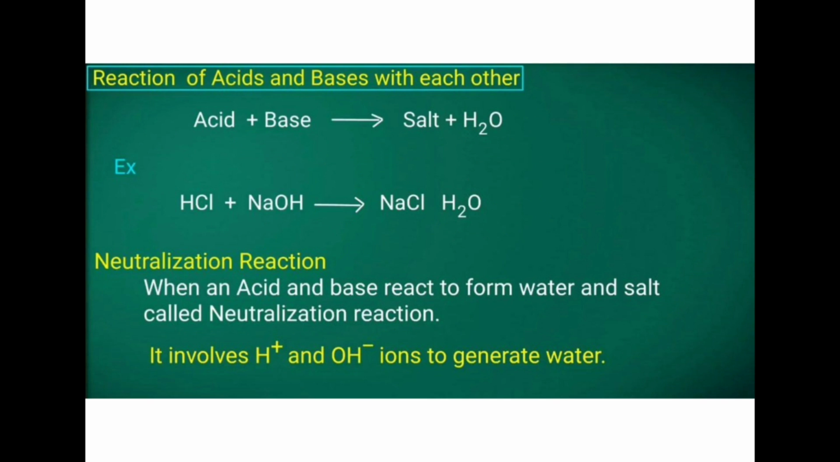Then the next one is the reaction of acids and bases with each other. Acid plus base always gives salt and water, that we know. It is called a neutralization reaction. Here is one example. Take the acid as HCl and the base as sodium hydroxide, then sodium chloride salt is formed and water is also produced. When an acid and base react to form water and salt, it is called a neutralization reaction. Because H plus is there in the acid and OH minus is there in the base, so H plus plus OH minus gives H2O.